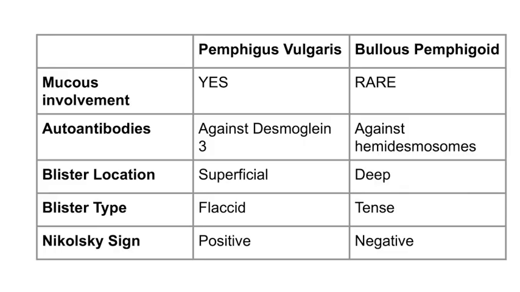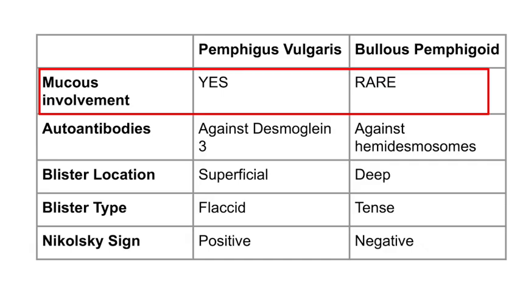How I remember some key features is that pemphigus vulgaris starts with P. So pemphigus has a positive Nikolsky sign and positive mucosal involvement. While for bullous pemphigoid, it is the opposite. But that brings us to the end of our very high yield dermatology review. This video has everything that you need to know for your exam.